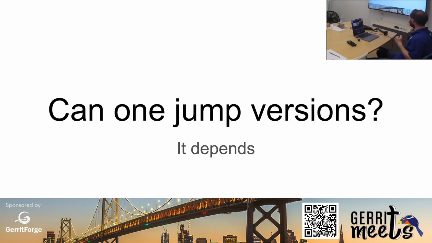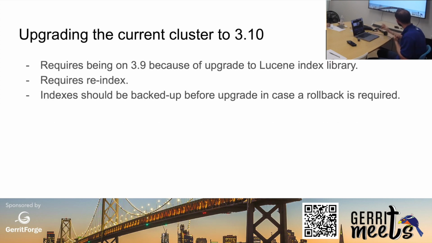So can one jump versions? We saw earlier the answer is yes. Obviously, it depends. But if you're upgrading your current cluster to 3.10, then the answer is no. If you need to upgrade the exact same machines that you currently have to 3.10, you're not going to be able to jump any versions. It requires that you are on 3.9 because we upgraded the Lucene index library, as I mentioned earlier. You're going to have to re-index, although that applies to skipping versions too.